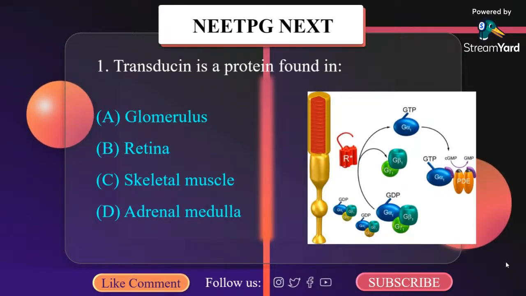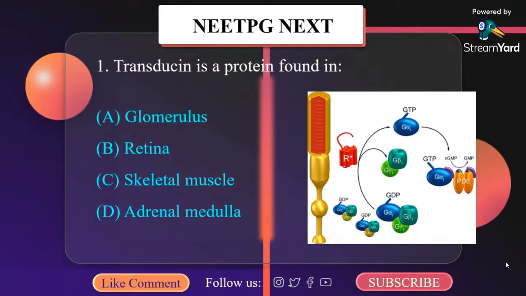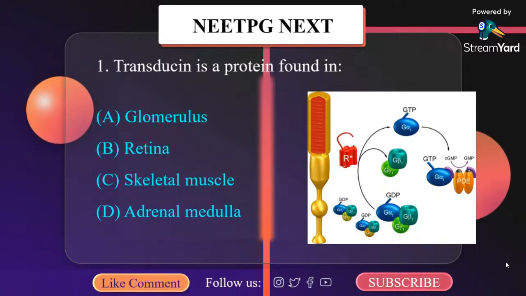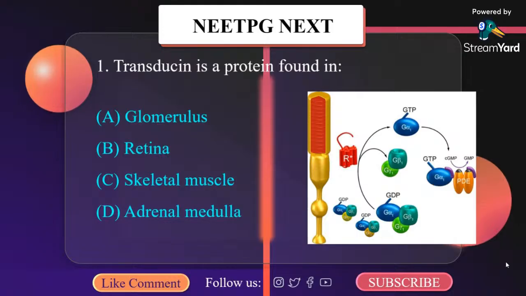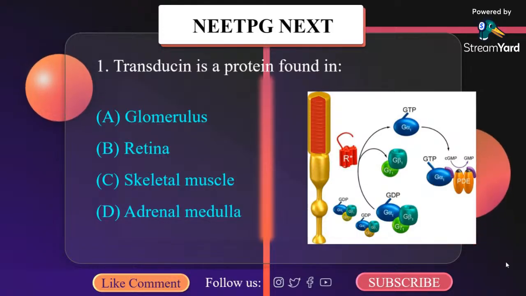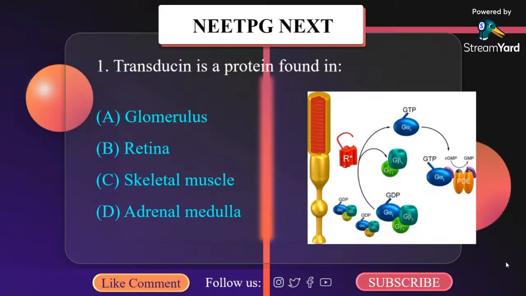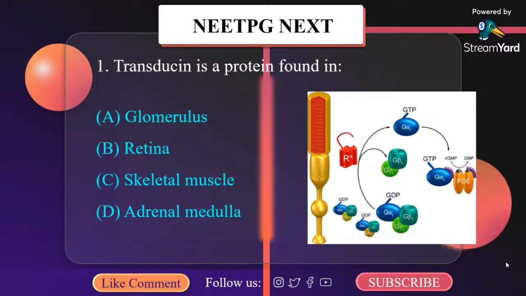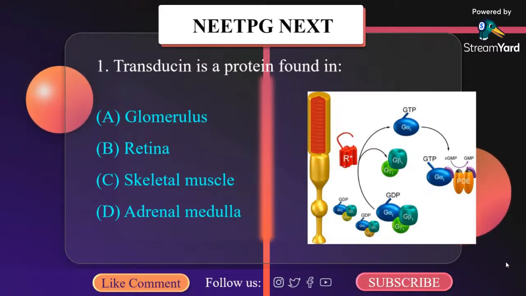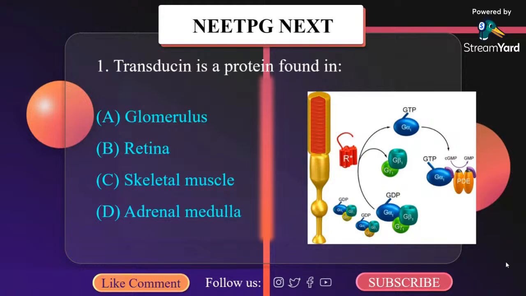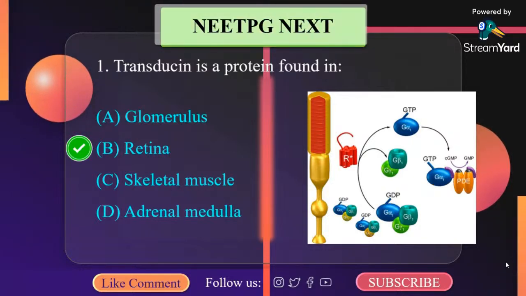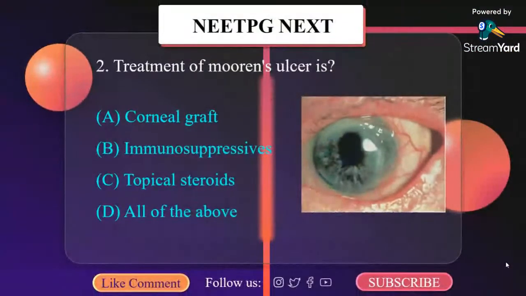If you don't understand, just rewind this video and see it again. Listen carefully, then you will understand it. This results in a hyperpolarized membrane potential. This chain of signaling events is called the vertebrate phototransduction cascade. So it all happens in the retina as shown in the image. So the correct answer here is B, retina. Let's move to the next question.